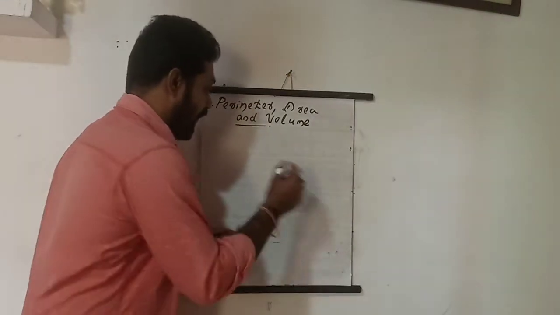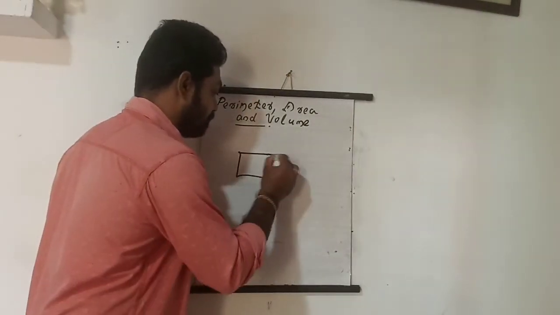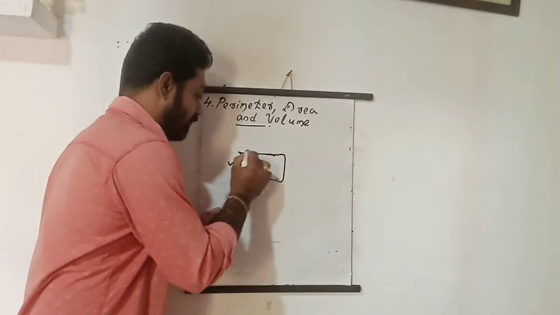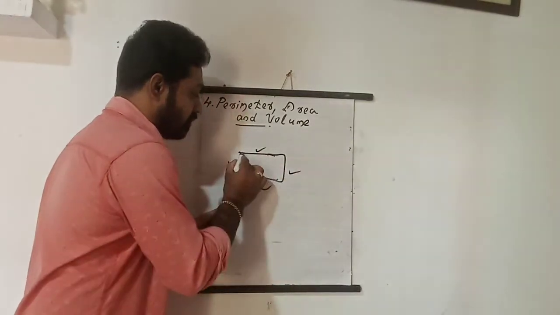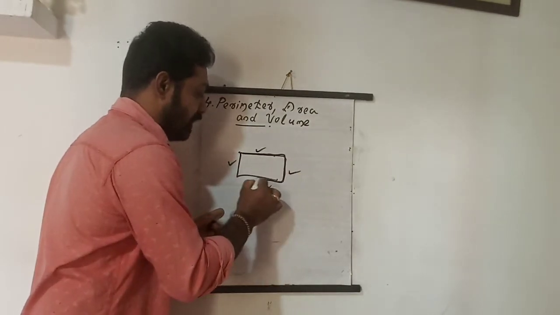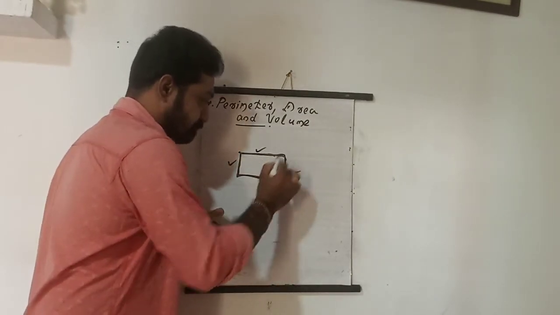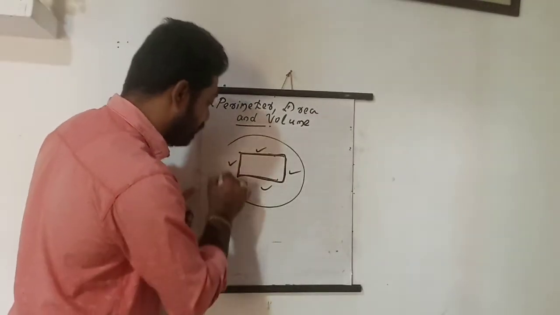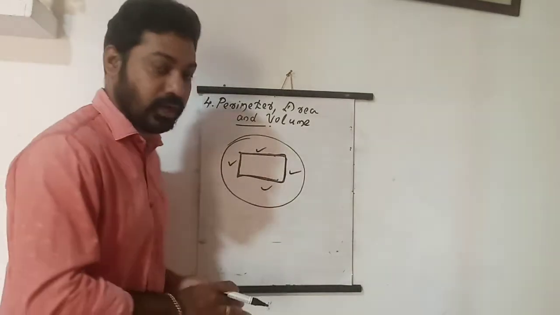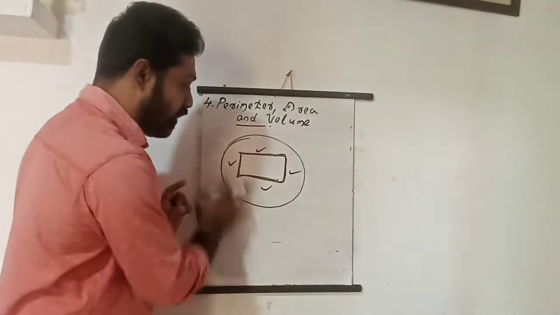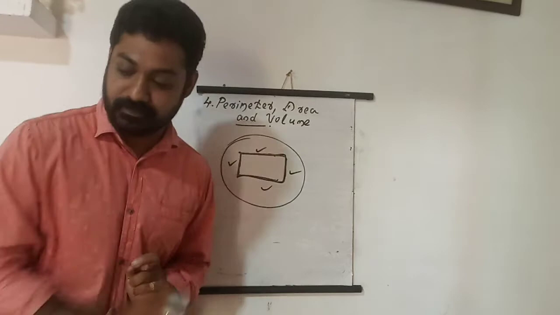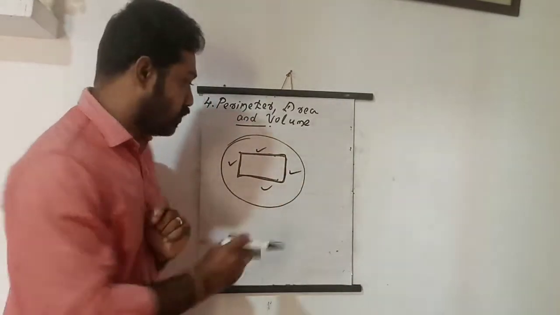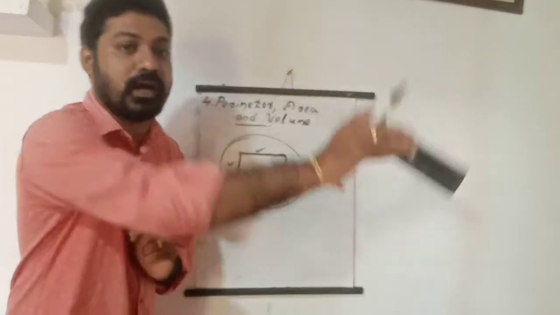For example, I am taking a figure like this. Suppose it is a rectangle, so it has a length. These are the lengths or measurements of this rectangle. The total length, the total measurements around this figure, is called the perimeter. Perimeter in Malayalam it is ചുറ്റളവ്, ചുറ്റുമുള്ള അളവ്, മൊത്തത്തിൽ ചുറ്റുപാടുമുള്ള അളവ്.